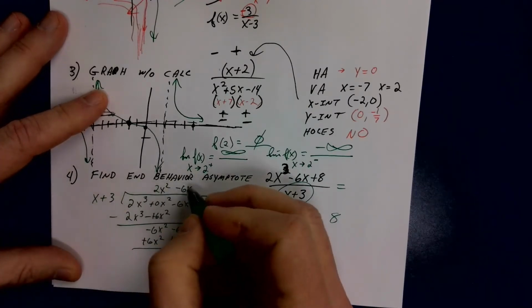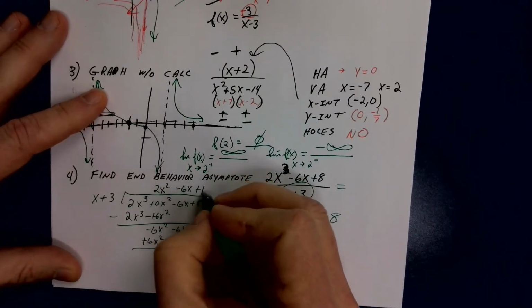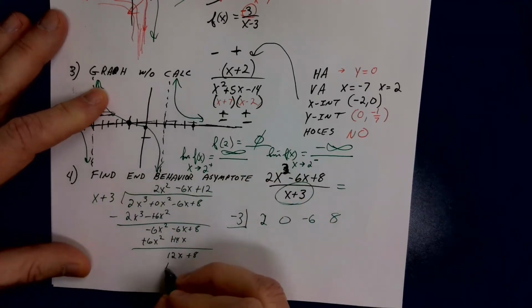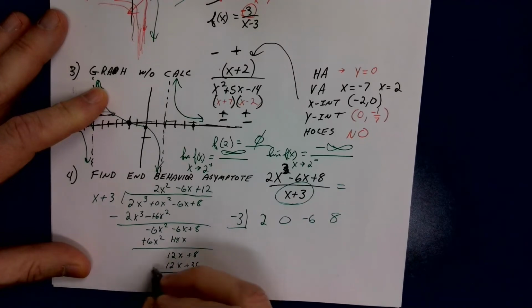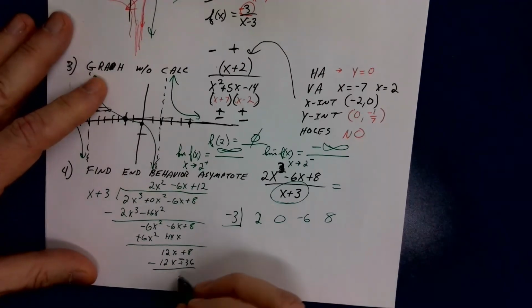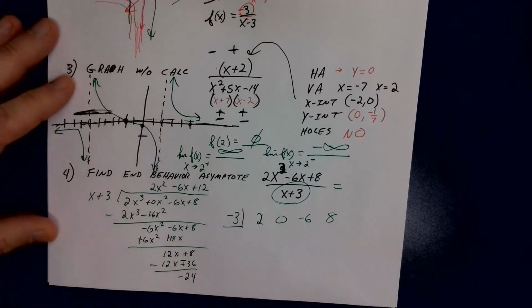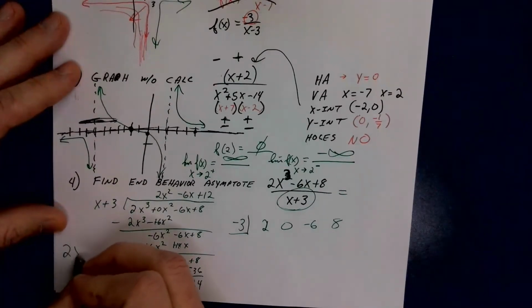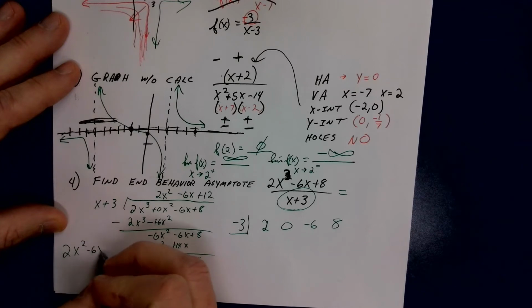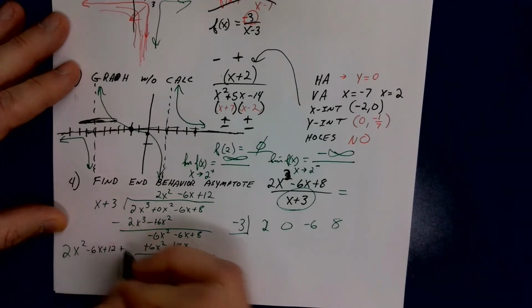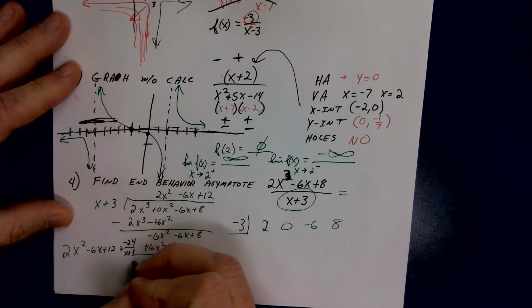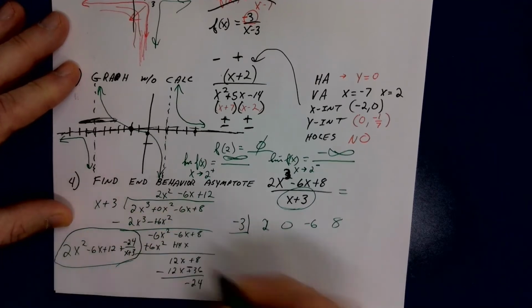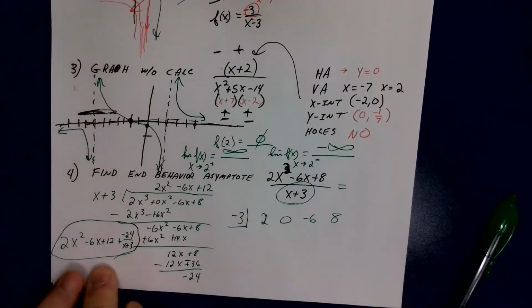How many times does x go into 12x? Well, it goes in 12 times. 12 times x is 12x, and 12 times 3 is 36. And I subtract. 12x minus 12x, poof, and 8 minus 36 is negative 24. So, according to this, 2x squared minus 6x plus 12 plus negative 24 over x plus 3 is the division answer to this, right?